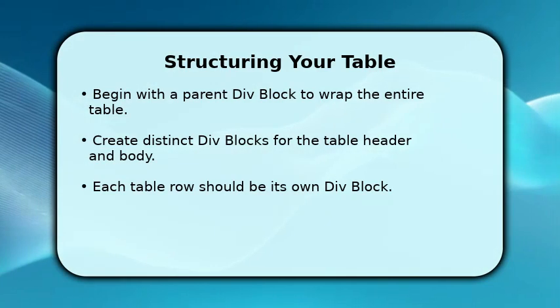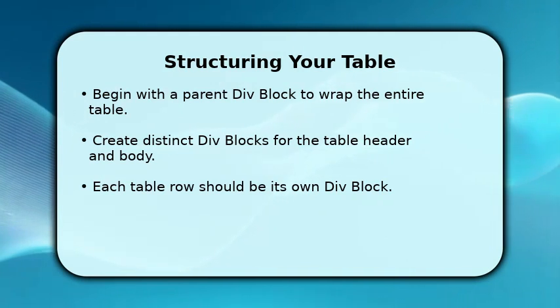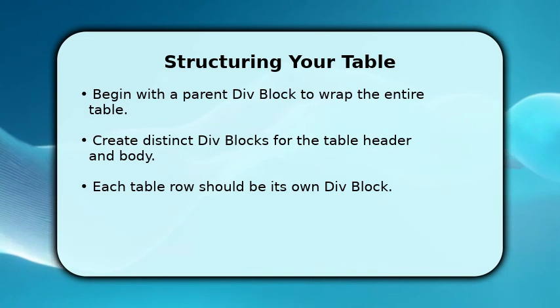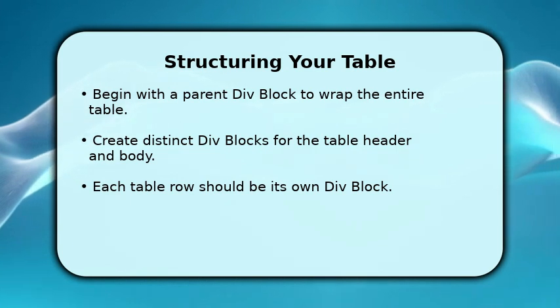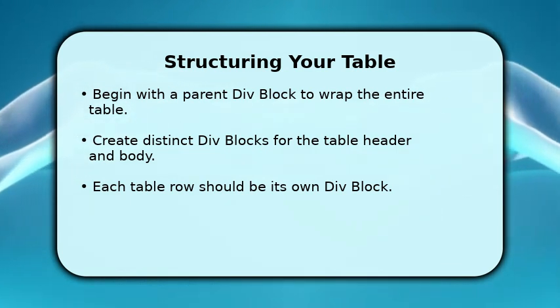To start, drag a div block onto your canvas. This will be your main table container. Inside this, add 2 more div blocks, one for your table header and another for the table body. Within the body div block, you'll then add individual div blocks for each row. This structured approach keeps your table organized and easy to manage.